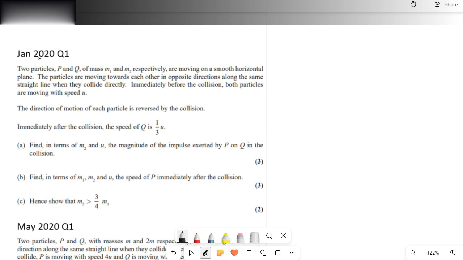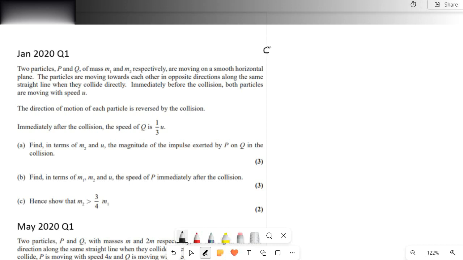For number 1, we have a question from Jan 2020, question number 1. Two particles P and Q of mass m1 and m2 respectively are moving on a smooth horizontal plane. The particles are moving towards each other in opposite direction along the same straight line when they collide directly. Immediately before the collision, both particles are moving with speed u. The direction of motion of each particle is reversed by the collision. Immediately after the collision, the speed of Q is 1/3 of u. Find, in terms of m2 and u, the magnitude of the impulse exerted by P on Q in the collision.